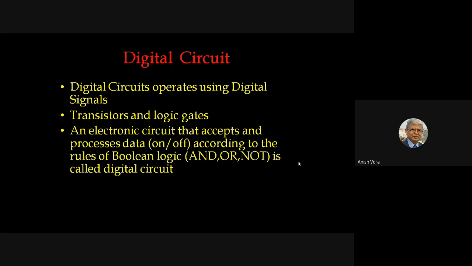An electronic circuit that accepts and processes data on and off according to the rules of Boolean logic. We have AND operation, OR operation, NOT operation. Boolean logic જ્યારે આપણે વાત કરશું ને Boolean ની, so we have only 3 operators, AND, OR and NOT, and it is called a digital circuit. એટલે આપણે define કરી છે digital circuit એ ખરેખર શું હોય છે? તો જેમાં signal escape કરે છે, process કરે છે, that is known as a digital circuit, right?